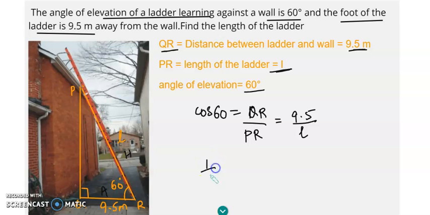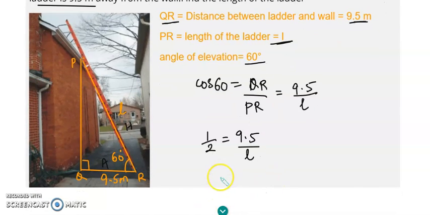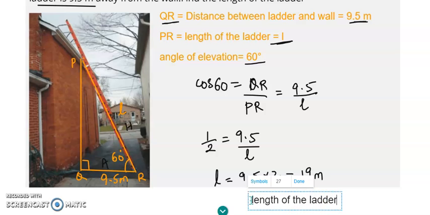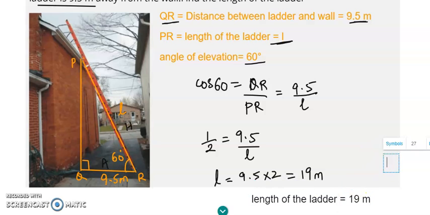So cos 60 is equals to QR divided by PR, which is 9.5 divided by L. What is cos 60? Half equals to 9.5 divided by L. Let's do a cross multiplication. So L equal to 9.5 multiplied by 2, and that is equal to 19 meter. So the length of the ladder equals to 19 meter, right?